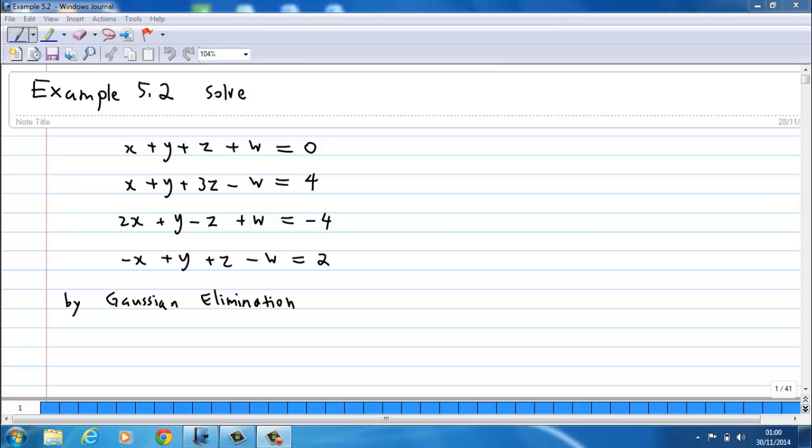Example 5.2. Solve the following system of 4 equations with 4 unknowns: x plus y plus z plus w equal to 0, x plus y plus 3z minus w equal to 4, 2x plus y minus z plus w equal to minus 4, minus x plus y plus z minus w equal to 2 by Gaussian elimination.